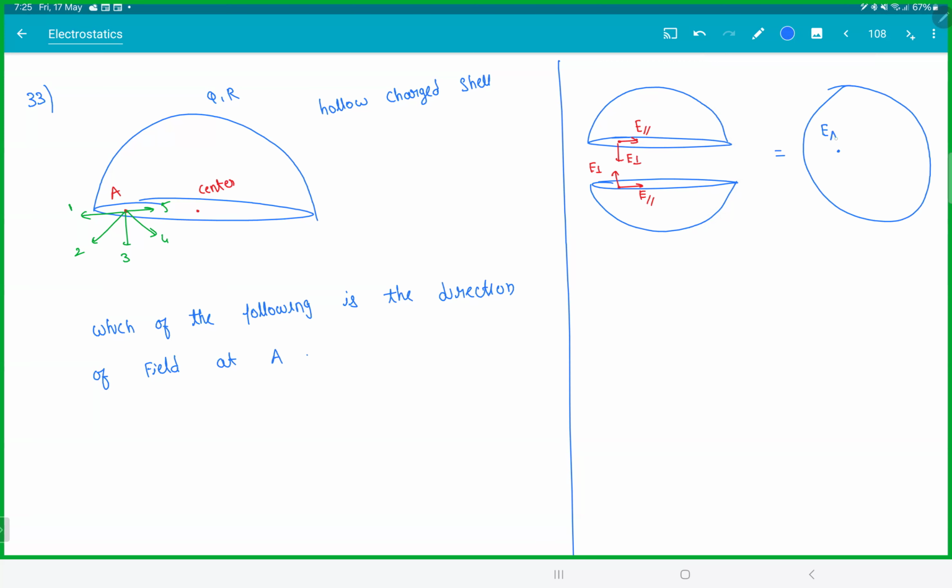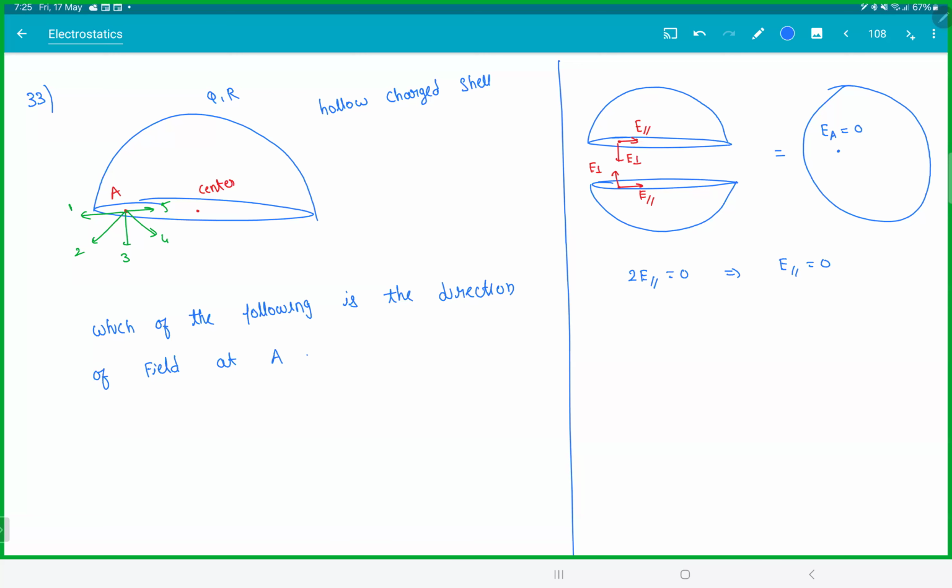And now I know E should be 0 because in a hollow sphere, the field is 0. That means if you add these two, we get 2 times E parallel component is 0. Therefore, E parallel is 0. Make sense? That means there should be no parallel component, right? Did you get the logic?